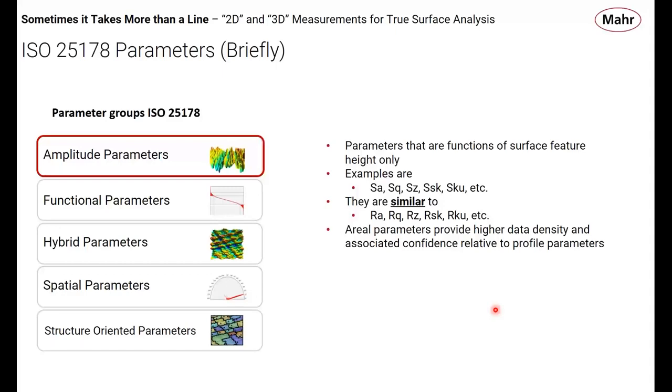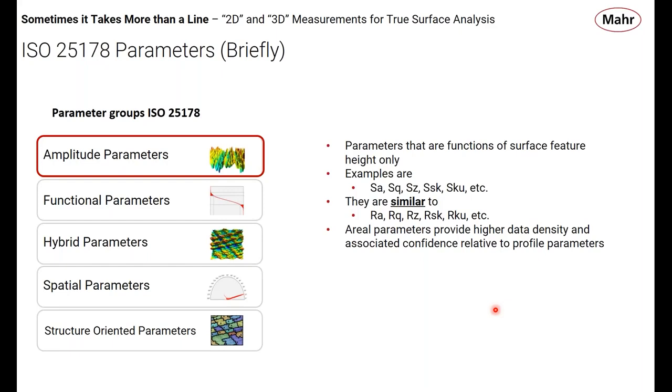Start off with the amplitude parameters. Quite frankly, the amplitude parameters are very, very similar. The 3D amplitude parameters, these are the SA, the SQ, the SZ, very, very similar to the 2D profile parameters of RA, RQ. At the risk of trying to explain something that's difficult to do without a whiteboard or diagrams, I'm going to go for it. The one big difference, let's stick with RA, because I think everybody has a good idea of what RA is, but I'll explain it in words anyway.